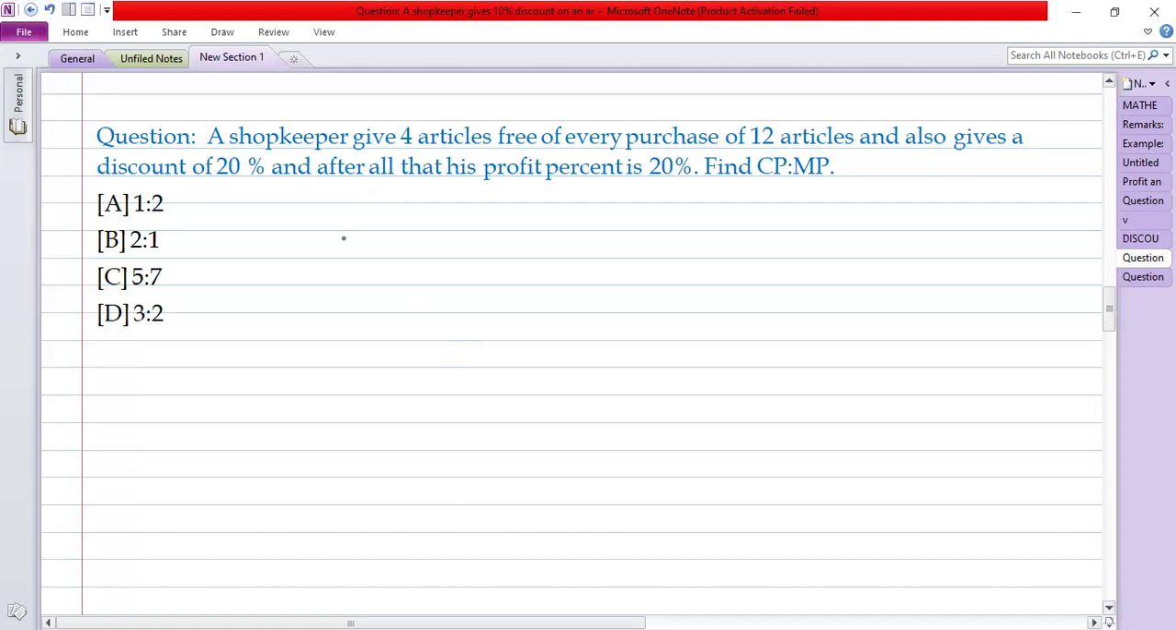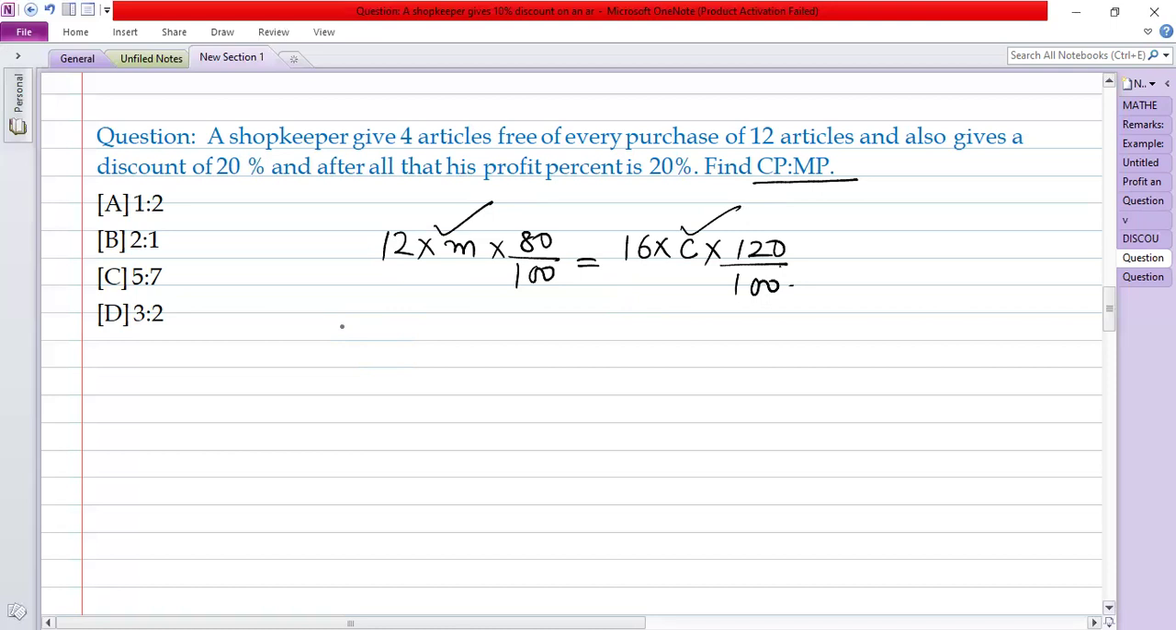So here, in this question, if I have to solve this question in the smart way, then I will directly write that 12 times M into 80 by 100, and that will be nothing but 16 times C into 120 by 100. Means this whole question can be solved within seconds. Okay, so from here, one can easily find the ratio of C ratio M. So once again, what is the meaning here? What is this M? It must be the marked price of one article.